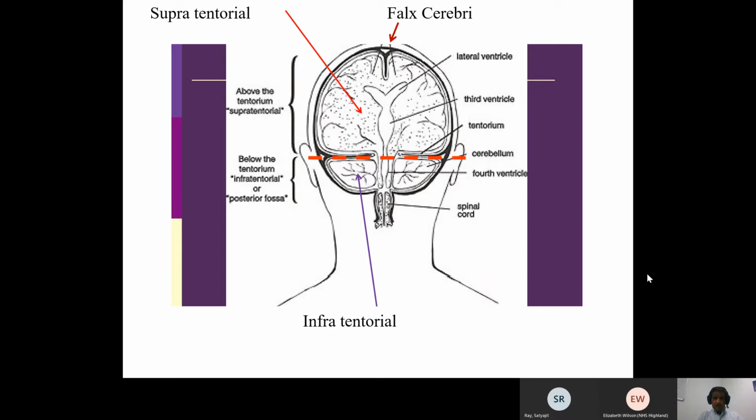When we talk about brain tumors, you might have heard us saying supratentorial tumor and infratentorial tumor. If you look at the head, the tentorium cerebelli, which is the ligament, divides the head into an upper portion and a lower portion. In the upper portion you have the cerebral hemispheres, the ventricles, and the falx cerebri and all that. Infratentorial is where you have the cerebellum, the brainstem, where the spinal cord starts, and the fourth ventricle and all that.